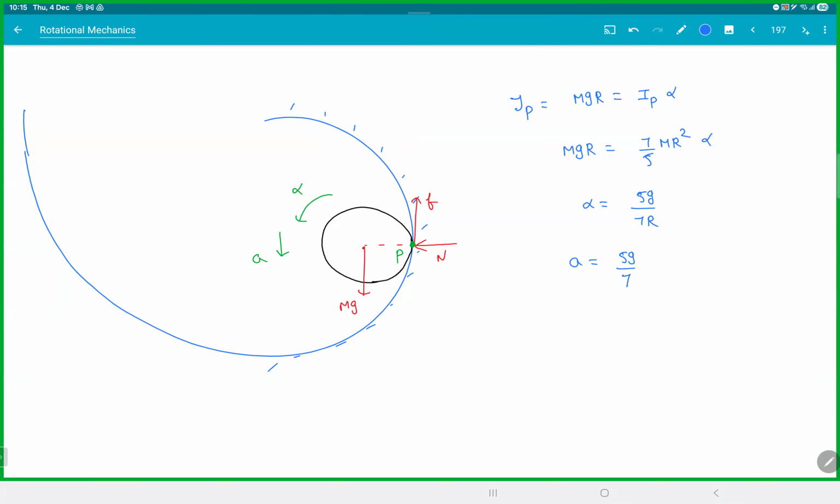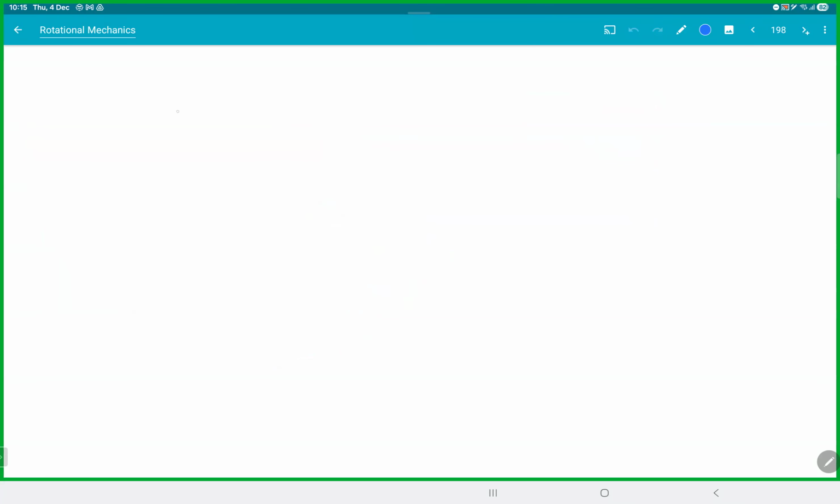Now look at this. What are you asking? You want to find the velocity of point B. So there are two things happening here.